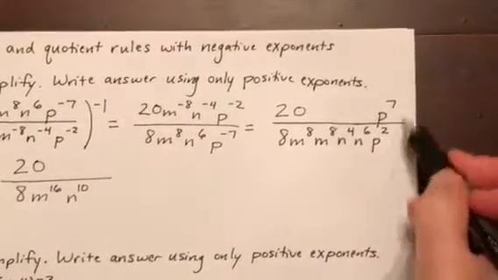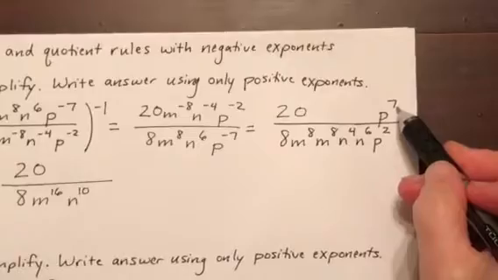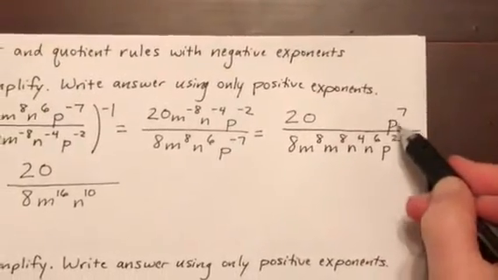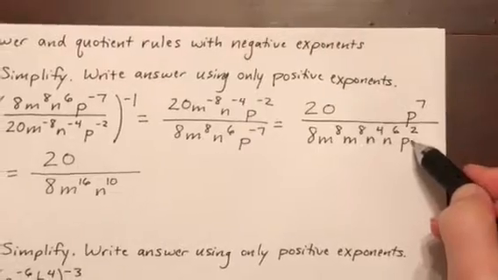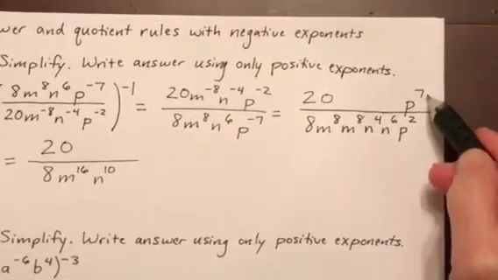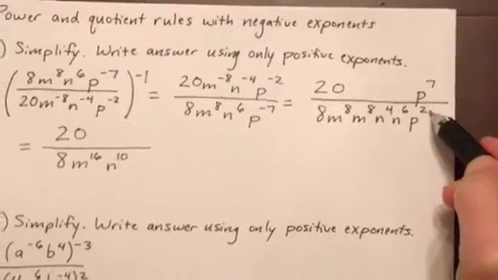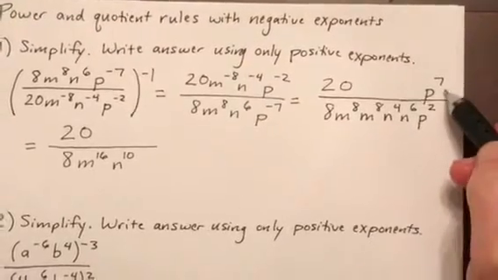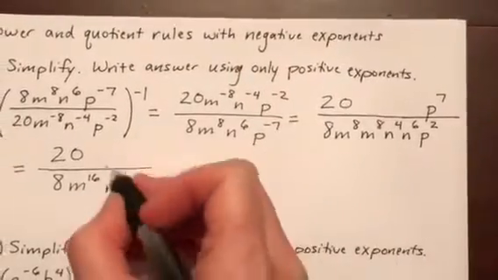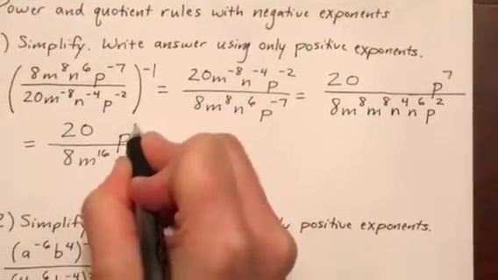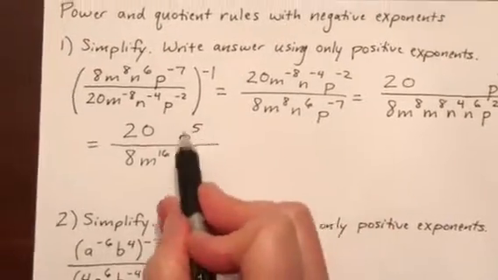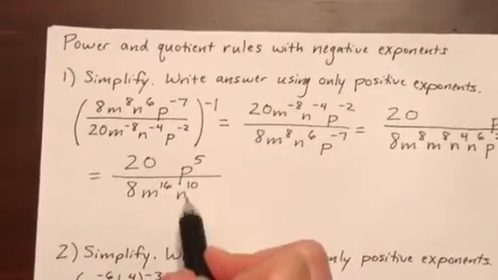Finally, I look at these p's, and one is in the numerator and one in the denominator. And so I'm dividing two bases that are the same. So I use the quotient rule, which says that we subtract the exponents, 7 minus 2. And when we do that, we always put the answer in the numerator. And so this will be p to the 5th up in the numerator.